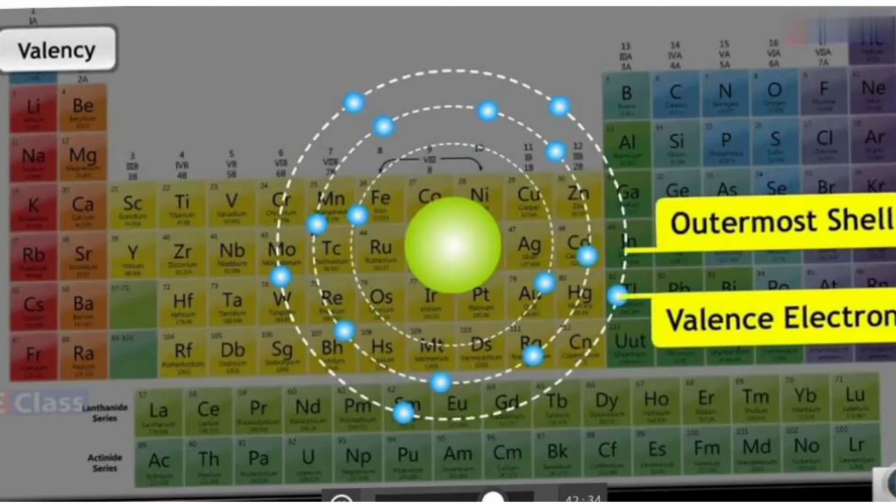Periodic trends, we will learn first about the valency. We already know that the valence electrons are the electrons which are present in the outermost orbit. Now every atom has a tendency to gain the octet state, that is the stable state. So either it removes or it gains the electrons so that the octet becomes complete.